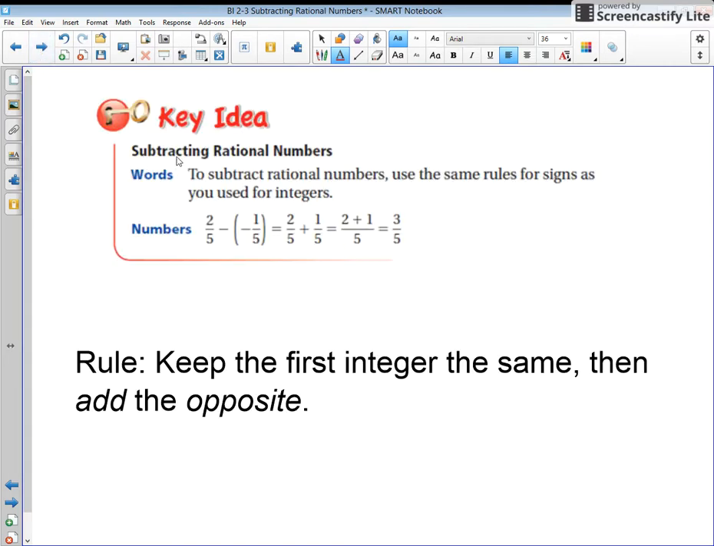The key idea of subtracting rational numbers is to use the same rules for signs as you use for integers. Here's the rule. Keep the first integer the same, then you add the opposite. Go ahead and pause the video to write this down.